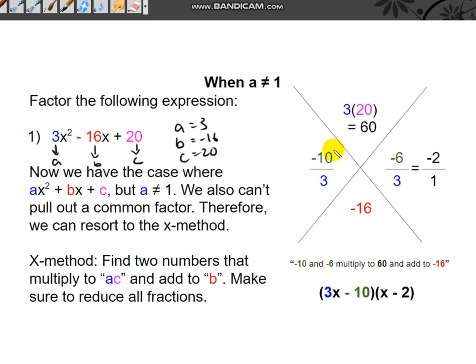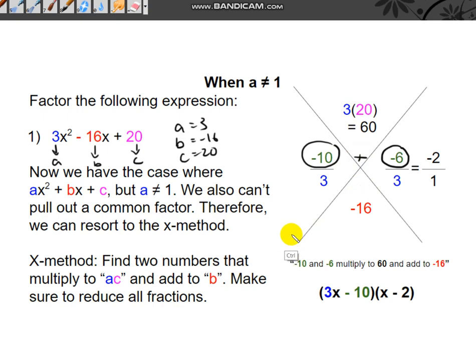Now, I could totally make a list of numbers if I wanted to, but basically, if you just run through it, it should be negative 10 and negative 6, because negative 10 times negative 6 will get you positive 60, and negative 10 plus negative 6 will get you negative 16.